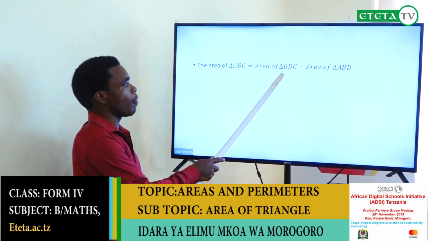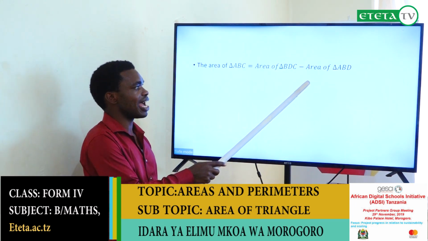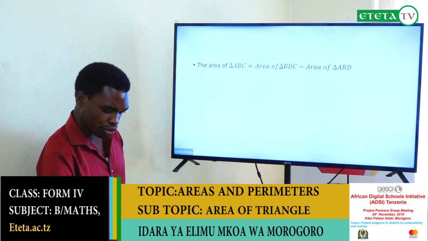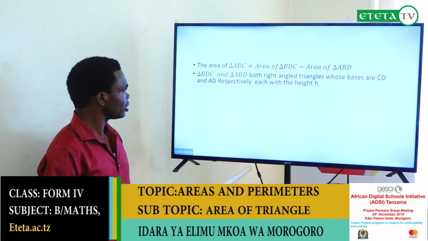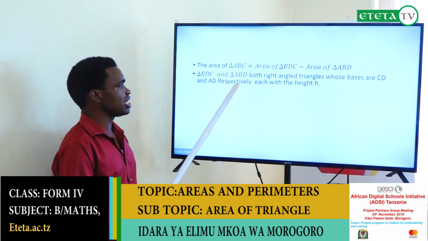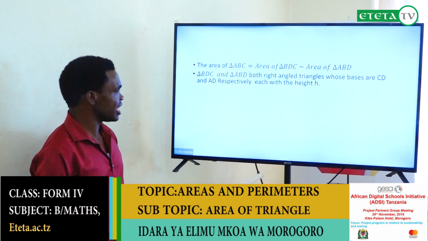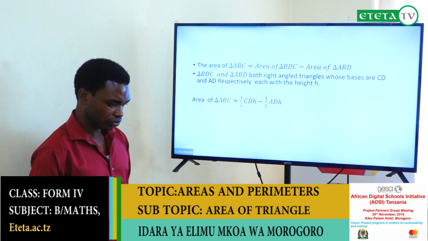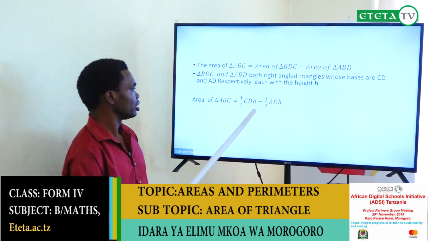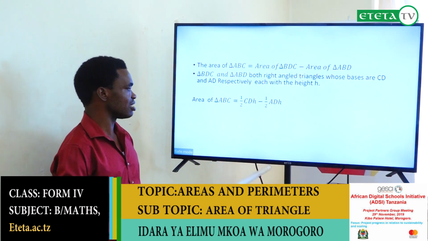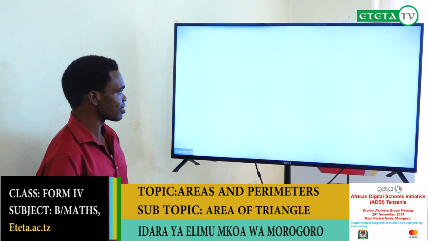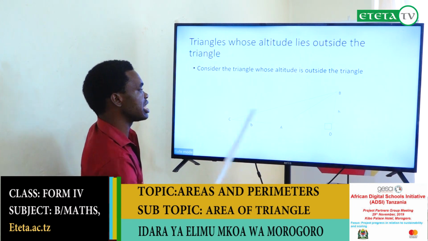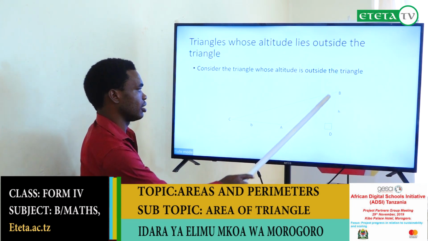As we said, it will be the area of BDC, the whole triangle, then we subtract the area of ABD, which is the triangle formed by the dotted line of the height and the produced base. As we discussed, these are all right angle triangles whose bases will be CD and AD respectively, each with the height h. So the area will be a half CD, which is the base of the whole triangle, times h, the height of the triangle.